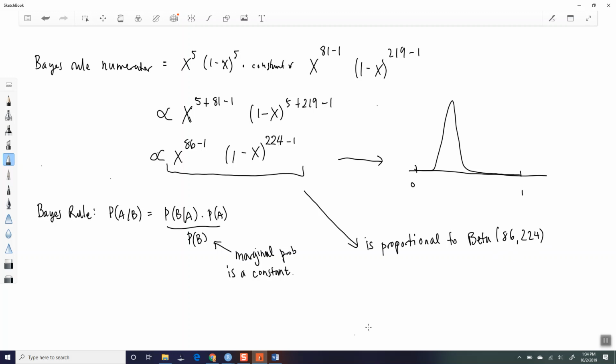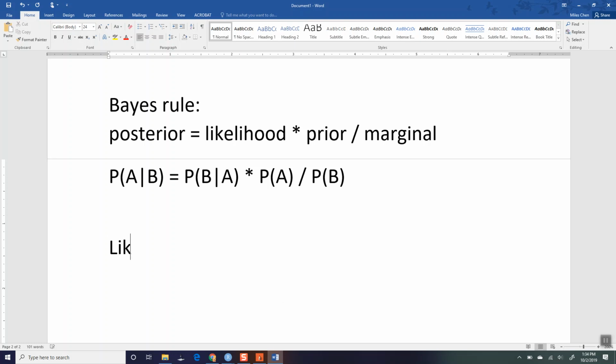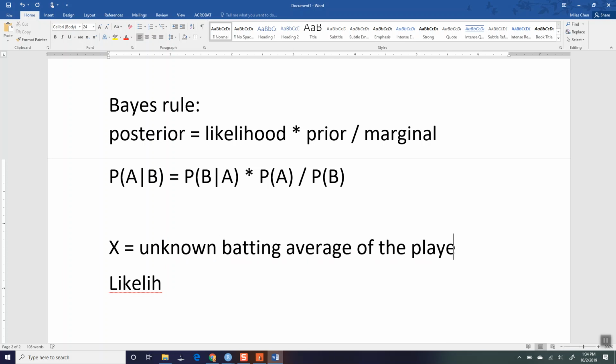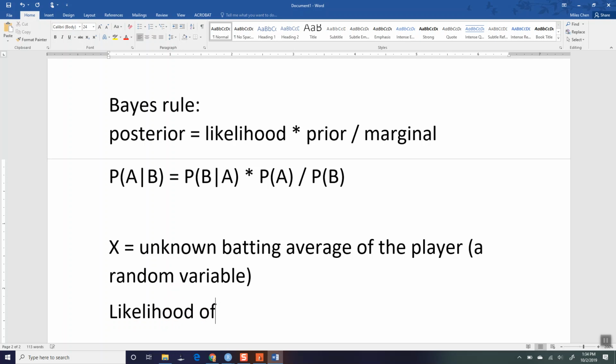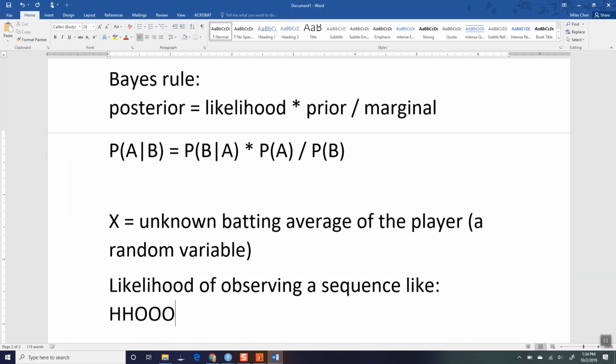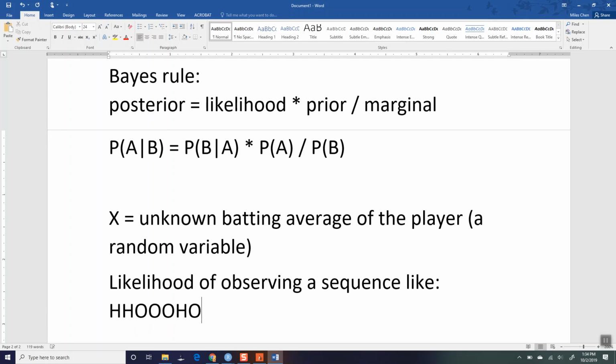Let me write some of this down. Our likelihood, if we say x is the unknown batting average of the player, so this is a random variable, the likelihood of observing a sequence like hit, hit, out, out, out, hit, out, hit, out, hit, or something like this, is going to be x to the 5, 1 minus x to the 5 as well.